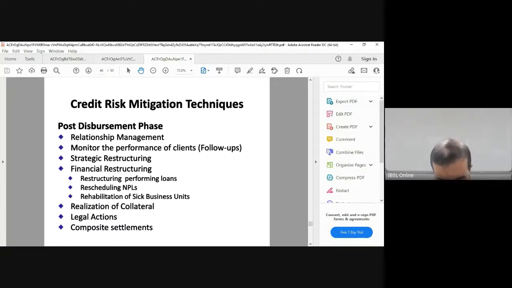Under rehabilitation, of course, you can take a performing loan and do the restructuring. But if it is a non-performing loan, you can do the rescheduling while giving fresh facilities. Mostly, they are working capital financing to revive the business, and then gradually to pay off the rescheduled and restructured loans. And rehabilitation cannot be extended for customers who are willful defaulters.